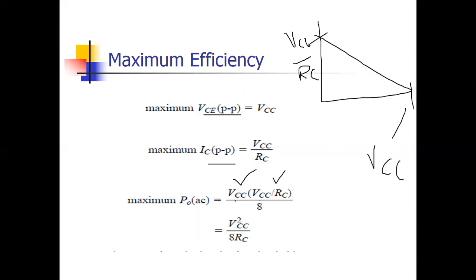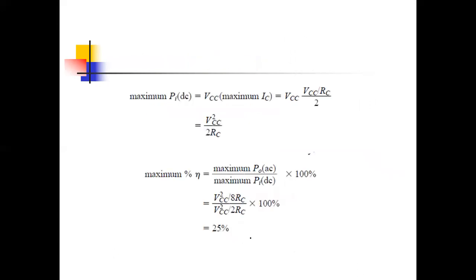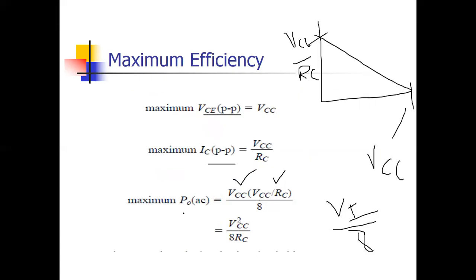Put the value of V and I, it is V square CC upon RC. Because your power was VI by 8, maximum voltage is VCC and maximum current is VCC upon RC. So it becomes V square CC upon 8 RC. Okay, now this was your AC power, V square by 8.